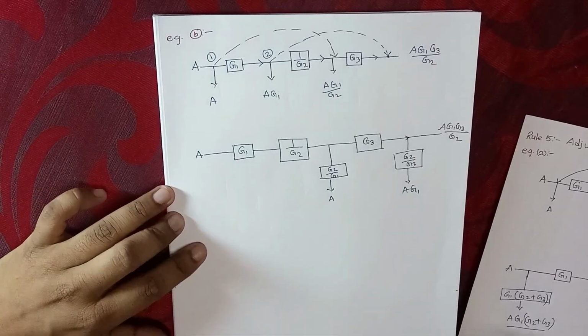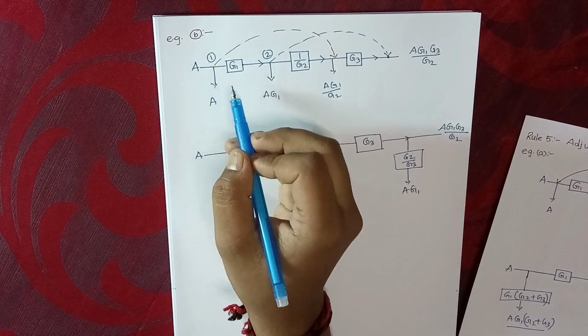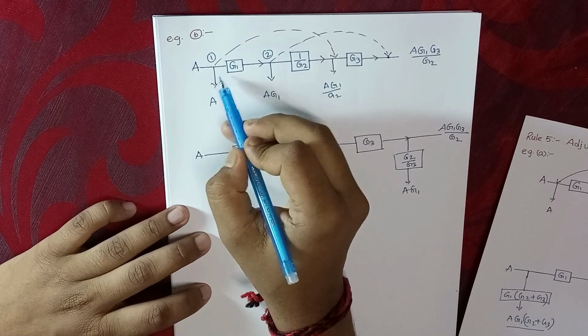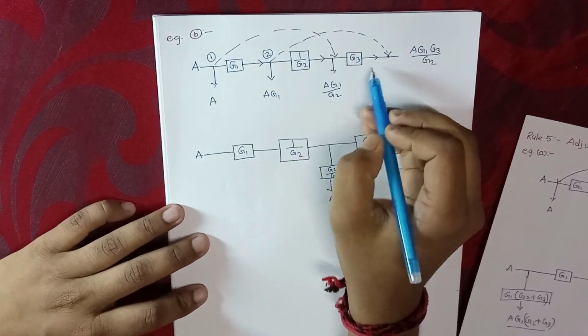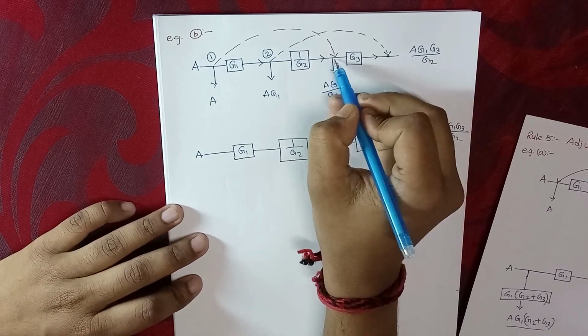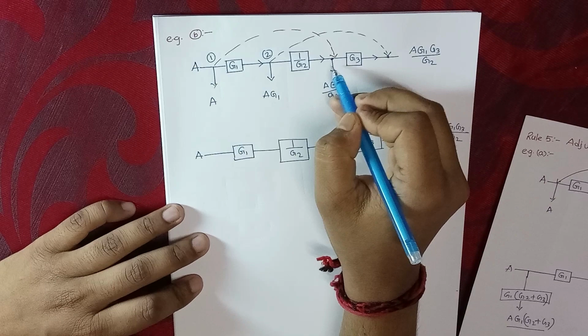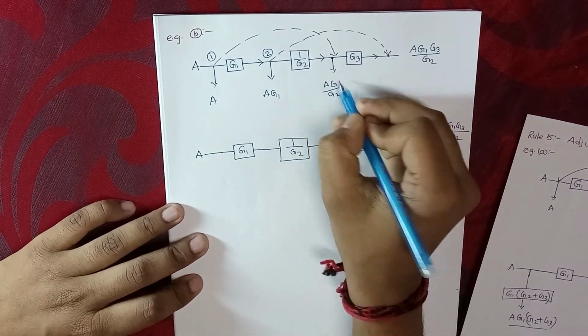Now let us take one more example. It is given that two take-off points are there, 1 and 2. We want to shift the take-off point 1 to here and take-off point 2 to here. Now what we need to do? We have to find the output here. What is the output here? Here it is A into G1 into 1 by G2, which is A into G1 by G2.